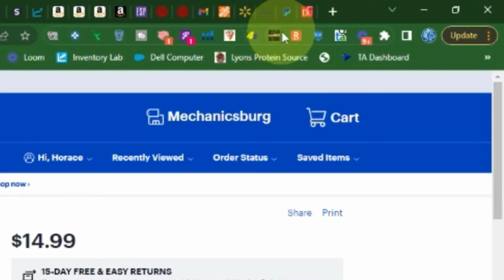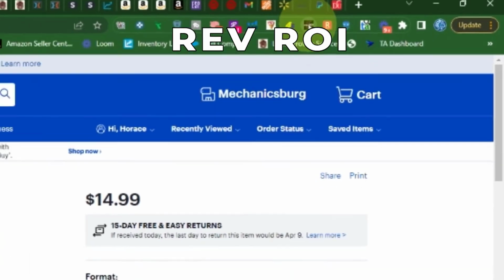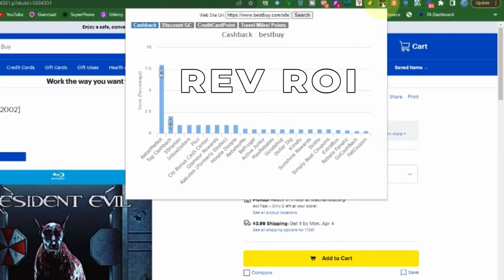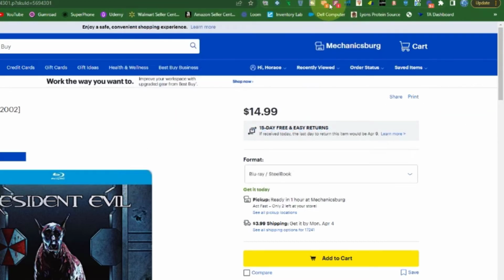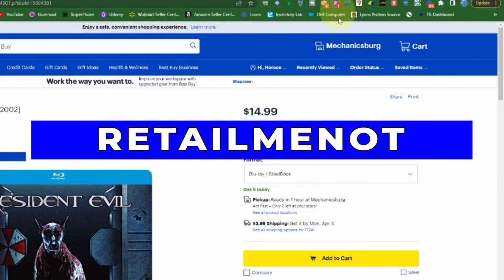Now you can move these around, you know that, but I use what's called Rev ROI because I'm looking to see, can I get any cash back? Can I get a discounted gift card? Right away, I can get 8% by doing nothing except activating here my Retail Me Not right there, and that's going to give me that cash back.